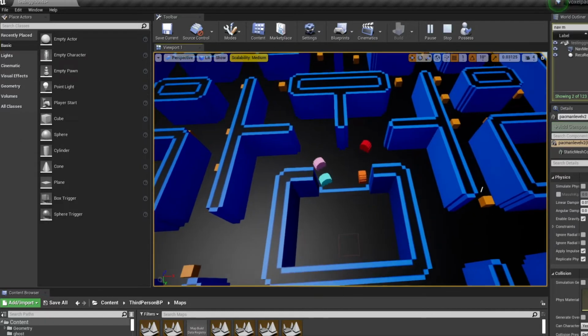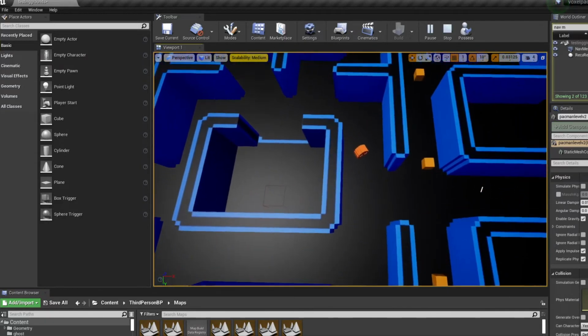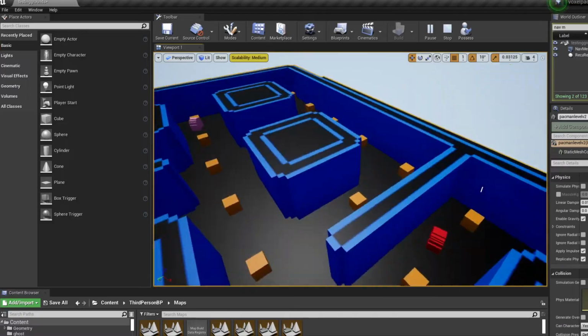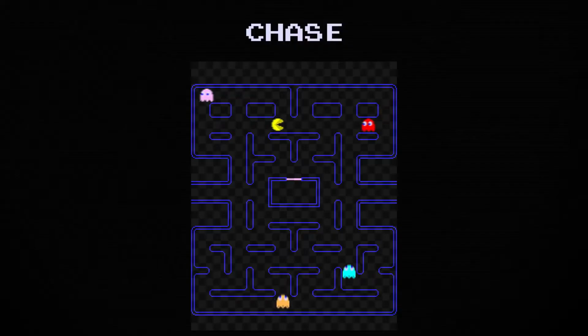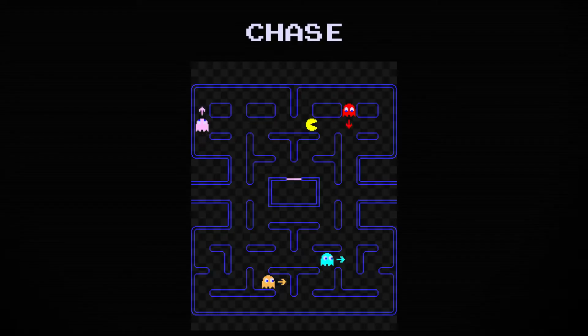I made it so that the ghosts would randomly move around within 1,000 units of these points in my game when they were in this mode. The next mode was chase mode. Whilst in this mode, the ghosts would target Pac-Man's location and try and run into him to destroy him.